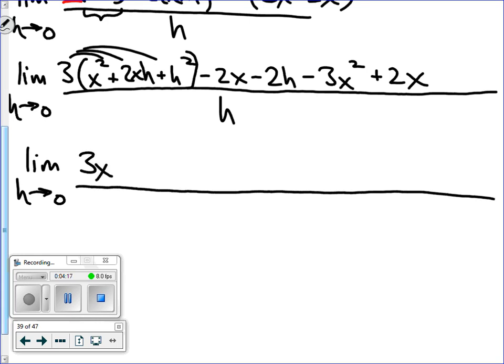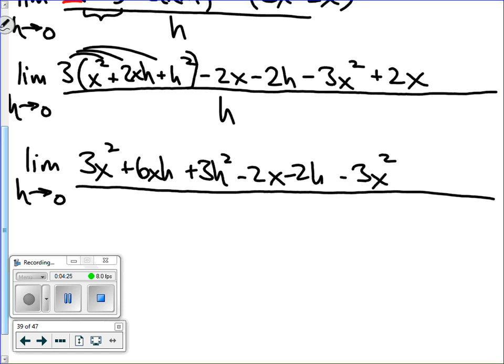So I have 3x squared plus 6xh plus 3h squared minus 2x minus 2h minus 3x squared plus 2x minus h. Now once I've expanded this entire expression, once the numerator, because the denominator's got nothing, it's just got h, right? But once we've expanded the entire numerator, after you've written that statement, check to make sure, I mentioned this in a previous video, check to make sure that every term that doesn't have an h has its opposite in the numerator.